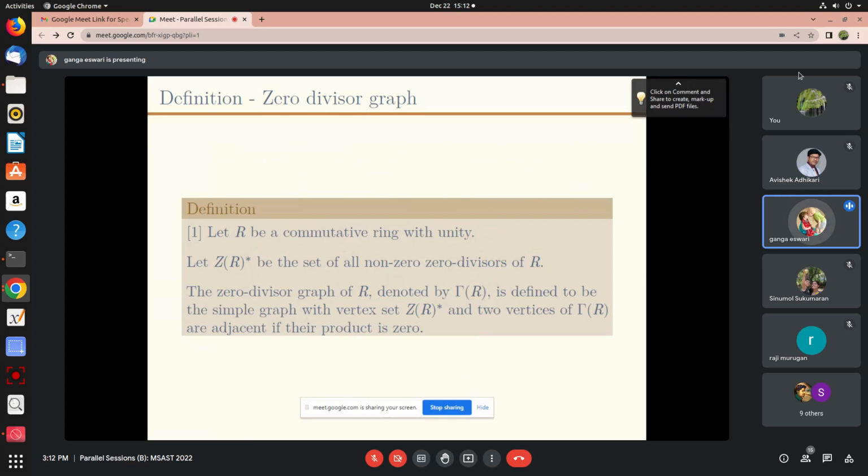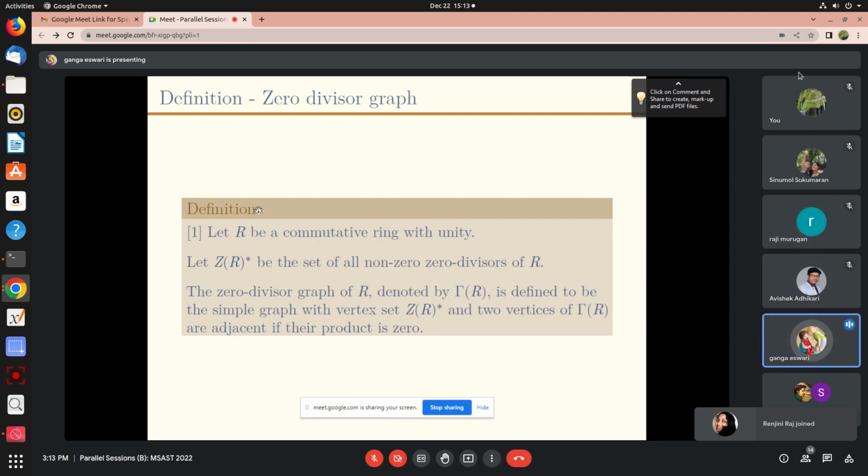I hope everyone knows the definition of zero divisor. Let R be a commutative ring. A non-zero non-unit element a is said to be a zero divisor if there exists another non-zero non-unit element b such that their product is zero. Actually, I'm working in the field of algebraic graph theory. We usually associate a graph to an algebraic structure, and we study the algebraic properties by using the graph theoretical approach.